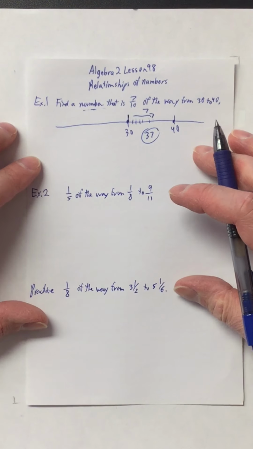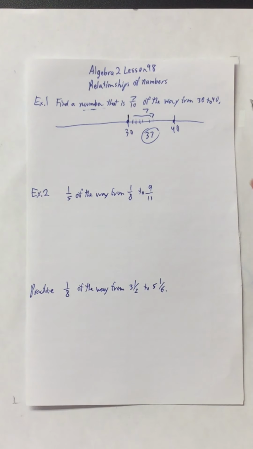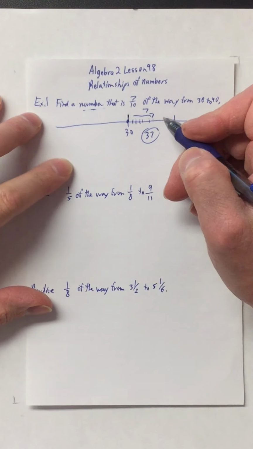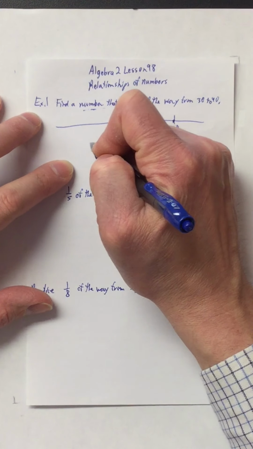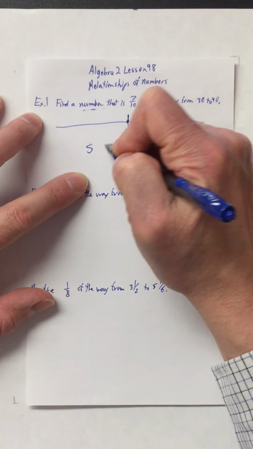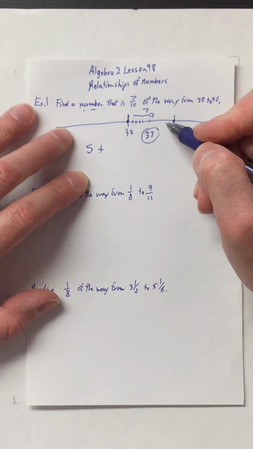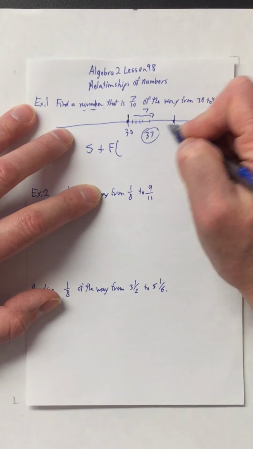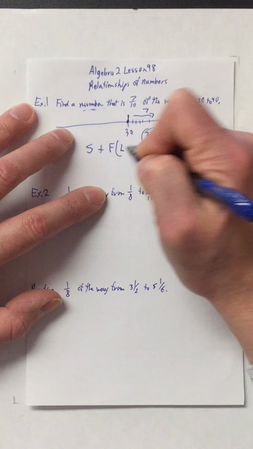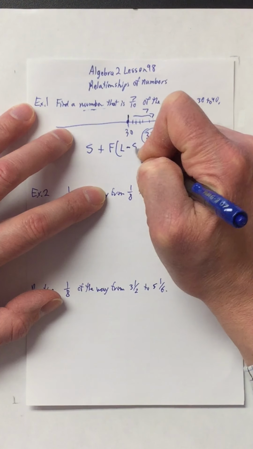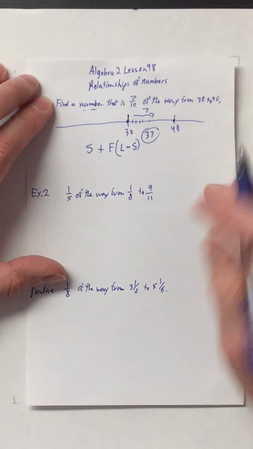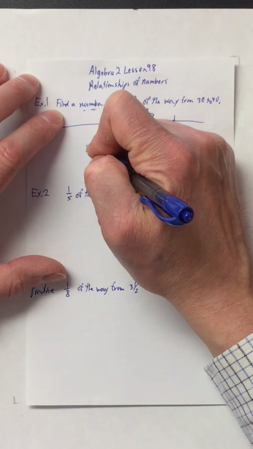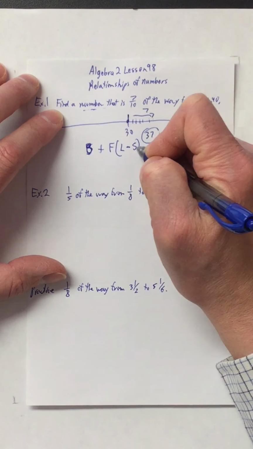However, let's put this into an equation that we can solve something that's a little more complex, like you see here in the second example. So to get this, we're going to take our starting number, and then we're going to add that to this here. And this here we're going to take the fraction times the difference between these two. So that would be the longer number minus the shorter number. So if we put that equation there, we can see that the start would be, let's do B for beginning.